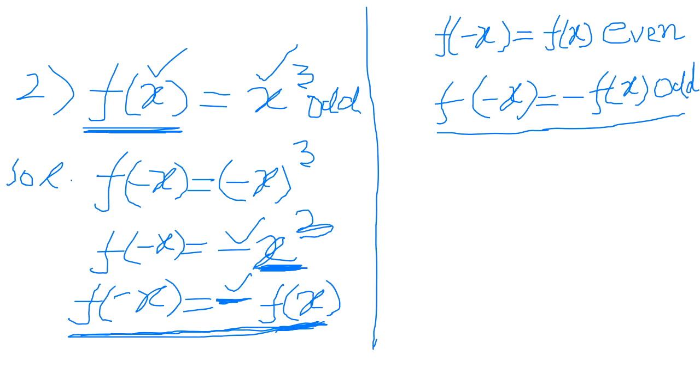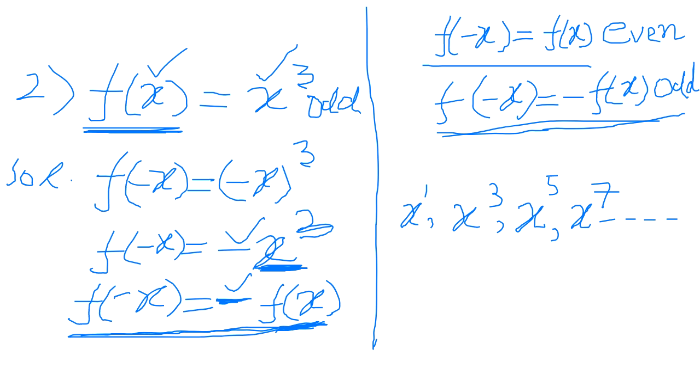So now look, just remember, if the function is x power 1, x power 3, x power 5, x power 7, all of these are odd. And x squared, x power 4, x power 6, x power 8, x power 10, x power 12 are all even. Okay, remember this. And how to check: here is the first condition for even, and this one for odd, right?